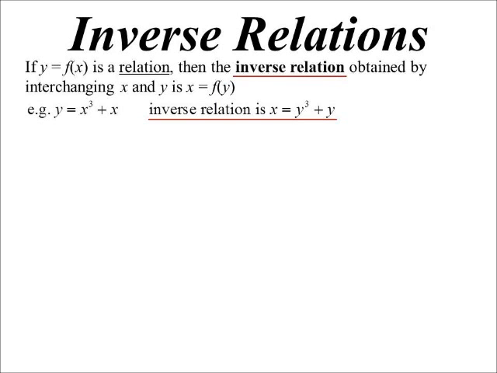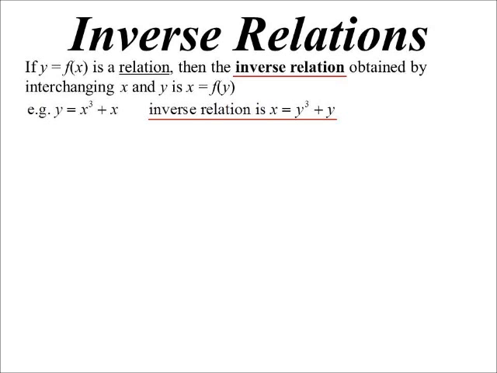So let's define it. y equals f(x), at this stage I'm calling it a relation, so it may or may not be a function. Its inverse relation is simply found by swapping the x and the y's around. Okay? That would create an inverse relation.